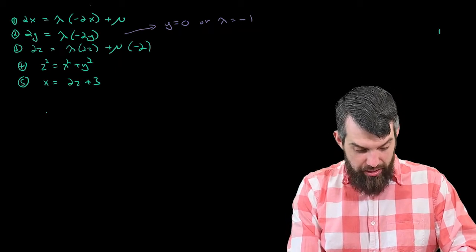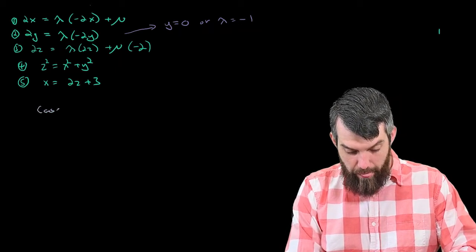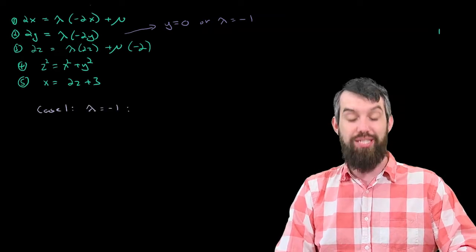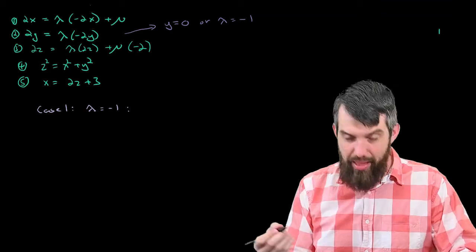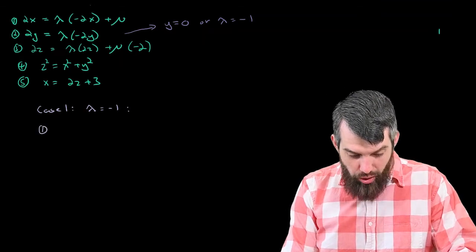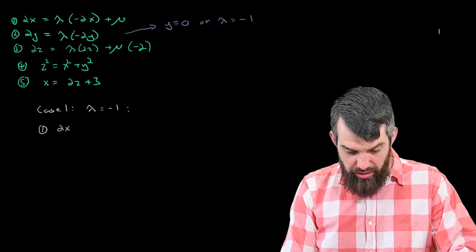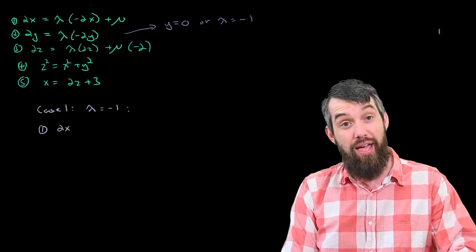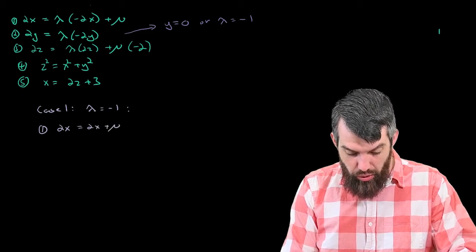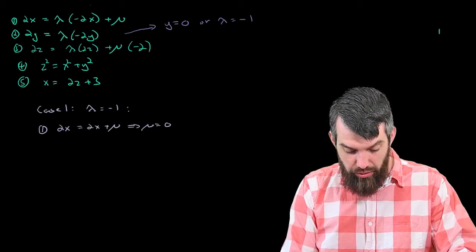So I'll say that case 1 is the case where lambda is equal to minus 1, and I'm just going to proceed through the computation doing that. All right, so if I do that, then I basically get a new equation 1, which is going to be 2x, and then I'm going to have a minus 1 times a minus 2x, so equal to 2x plus mu, and that's going to imply that mu is equal to 0.